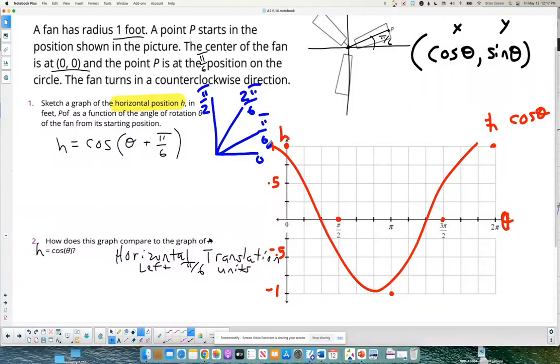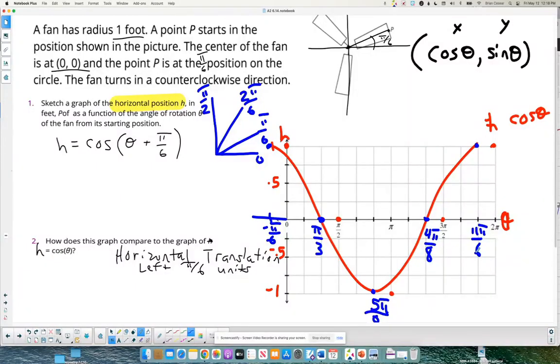Okay, so this moves to the left pi over 6, so that's really here at negative pi over 6. This is here at 2 pi over 6, which is pi over 3. This is right here at 5 pi over 6. This is going to be, what would that be? 4 pi over 3. It's really 8 pi over 6. And then this point here is 11 pi over 6. So that's probably the easiest way to do it. Just sketch the original graph and then move everything left pi over 6.